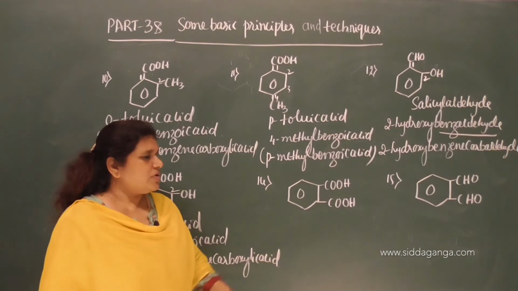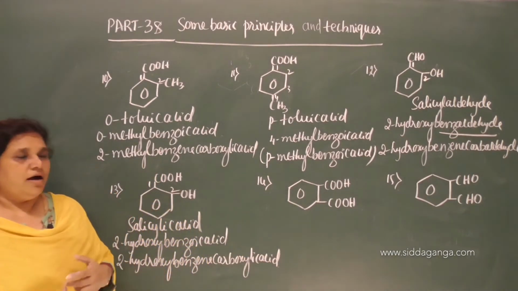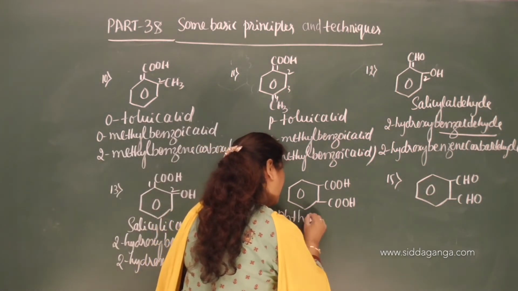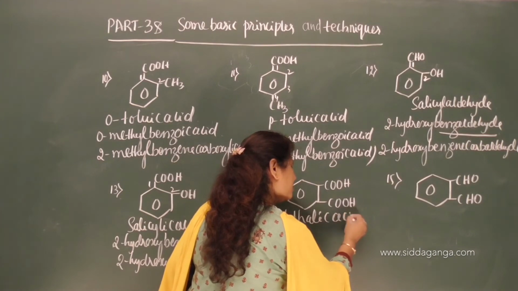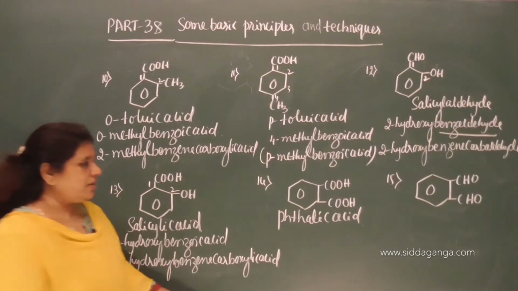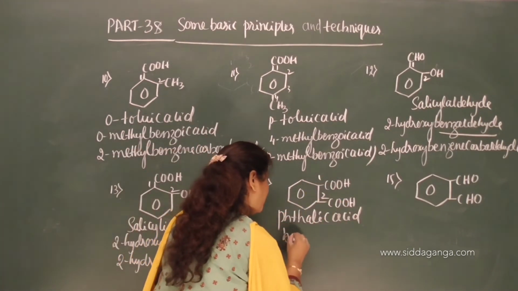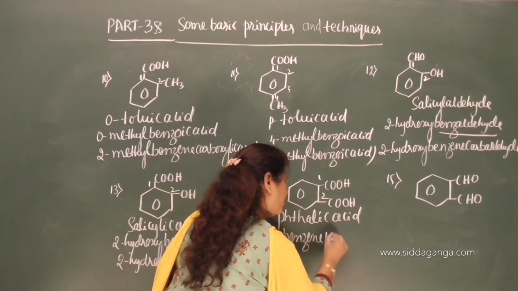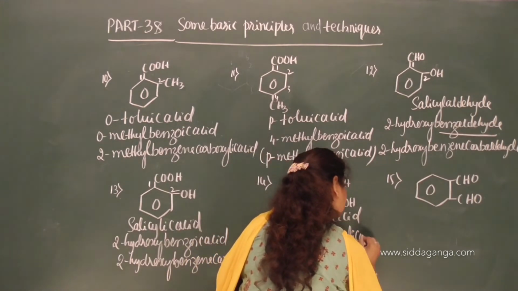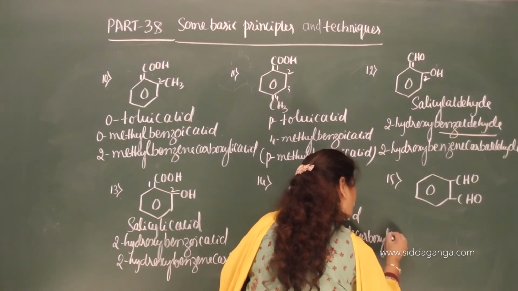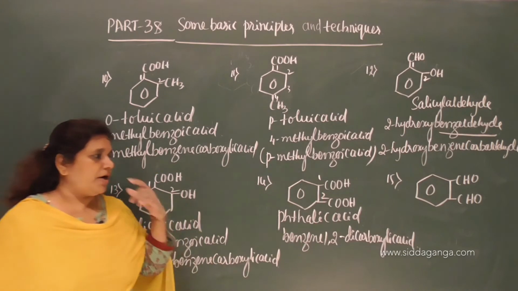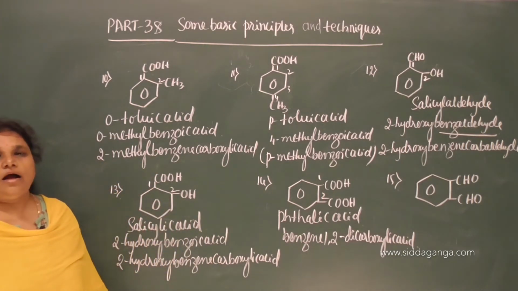Now 2 COOH groups are there on adjacent carbon atoms. Therefore it is called phthalic acid. Remember this. Phthalic acid is the common name or the special name. And what is the IUPAC name? Benzene 1,2 dicarboxylic acid. So benzene 1,2 dicarboxylic acid is the IUPAC name.